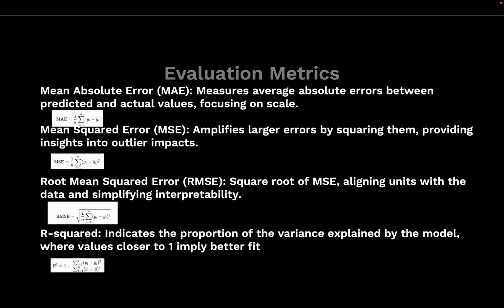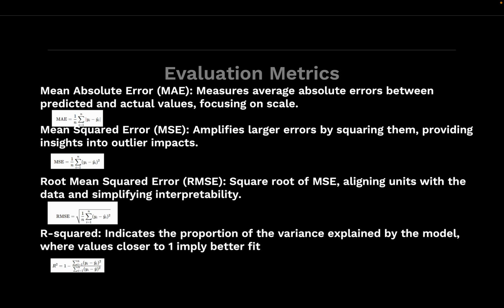Looking at the evaluation metrics for regression models, we have four main key metrics. The first one is mean absolute error. Mean absolute error is calculated through this formula, which is 1 by n, summation of i equals 1 to n, of yi minus y cap i. Mean absolute error measures the average absolute errors between predicted and actual values, and it is focused on scales.